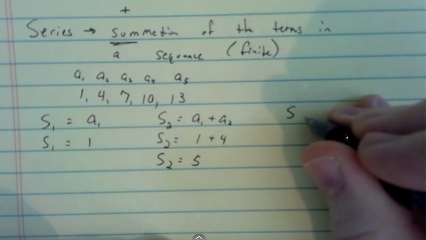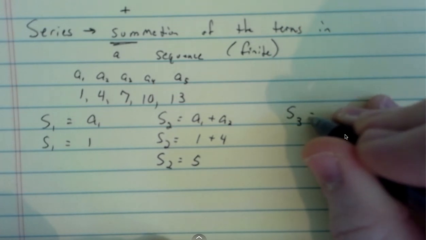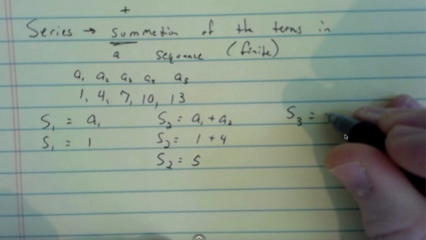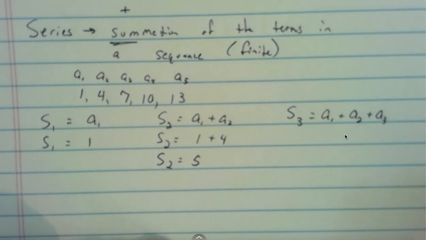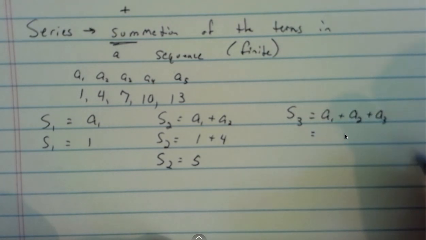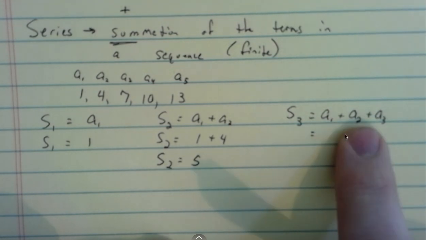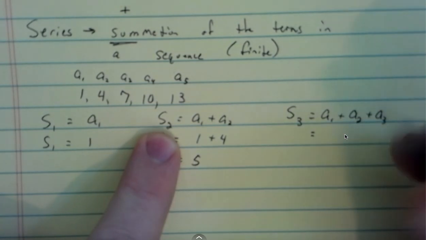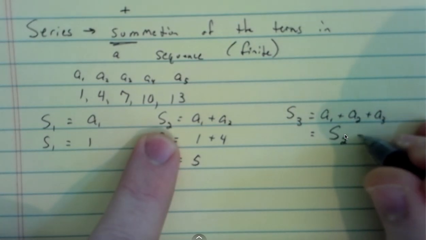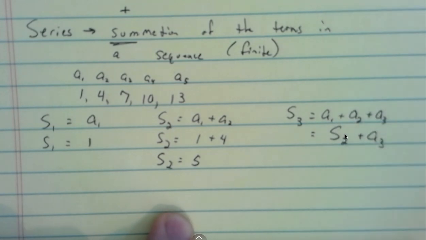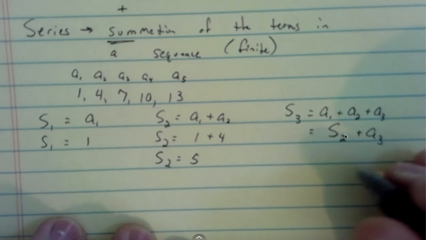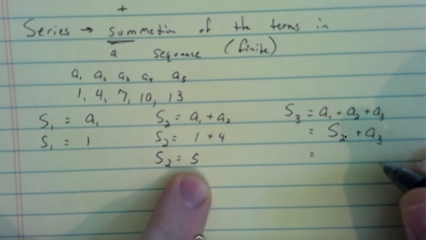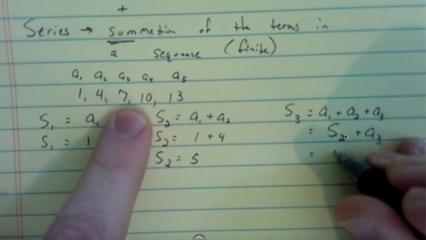And I can keep going. I can go ahead and figure out what is S3. Right, now S3 is going to equal A1 plus A2 plus A3. So that's going to equal, if we think about this, there's a couple of ways to do this. A1 plus A2, well, that's S2. So it's kind of S2 plus A3. So we kind of define it recursively, right, based upon the previous term, right? So S2 plus A3 is going to simply be 5 plus 7, which is 12, right?